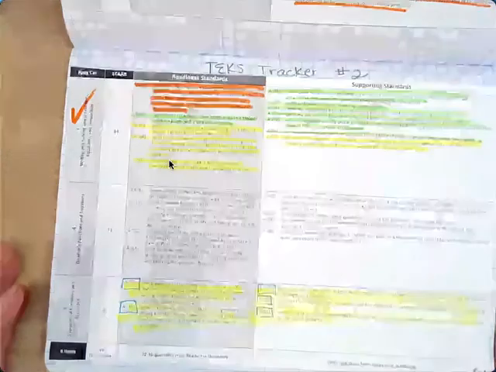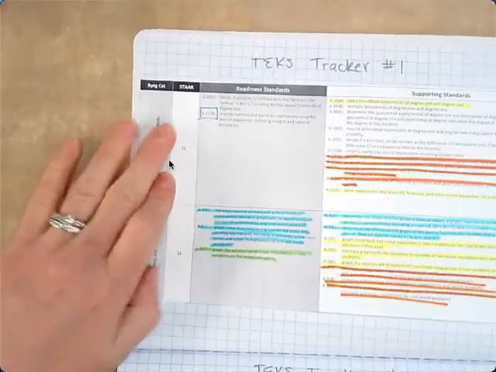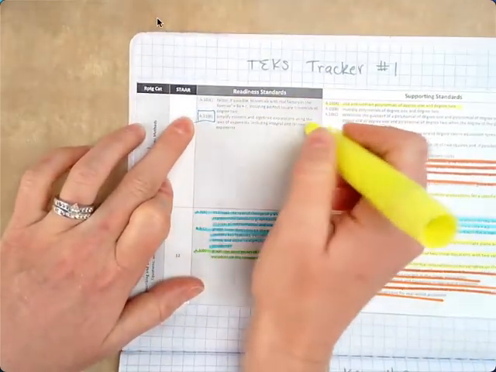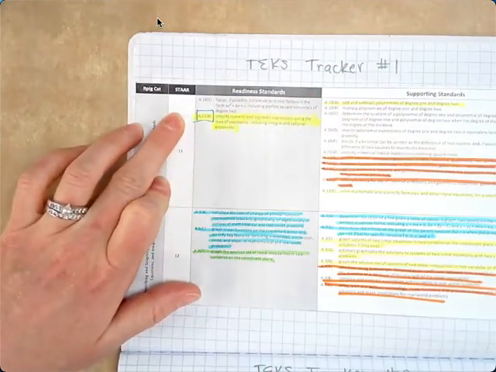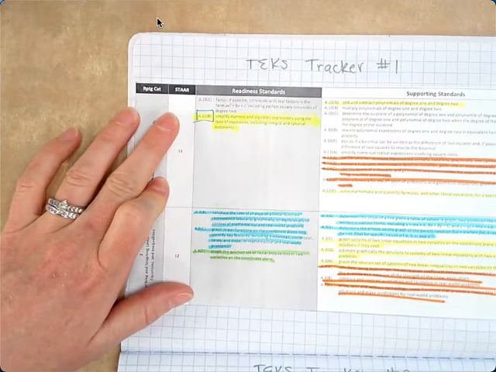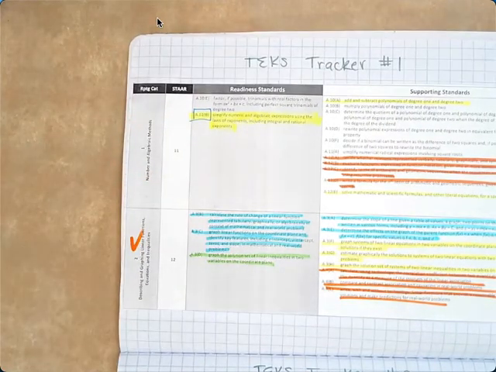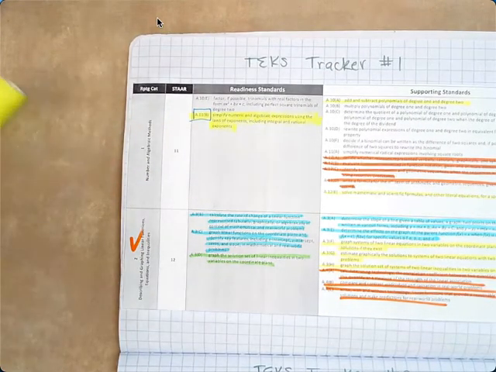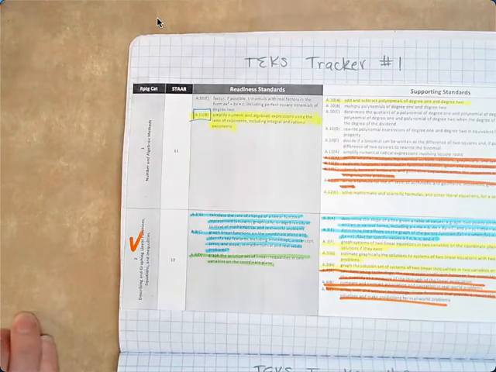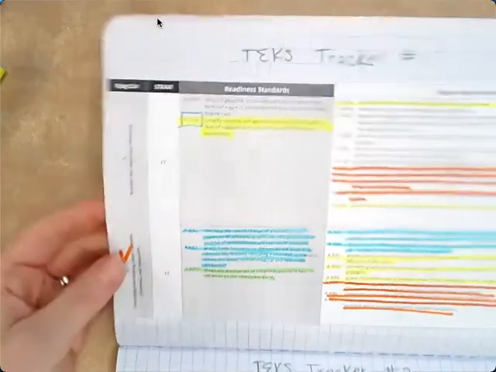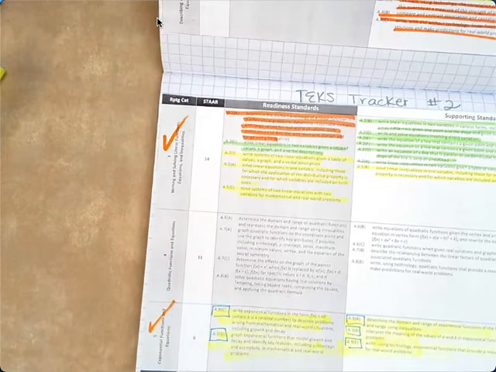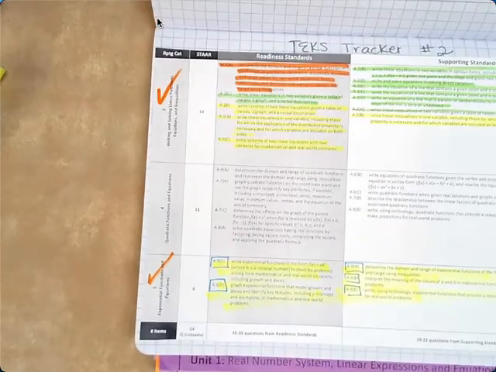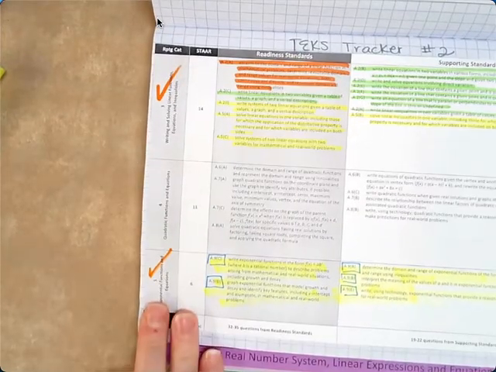Okay, we've also done on reporting category 1, 11B, which was the laws of exponents. So we've also done that. So I'm going to check off reporting category 5. So your next EOC review will be reporting category 5.